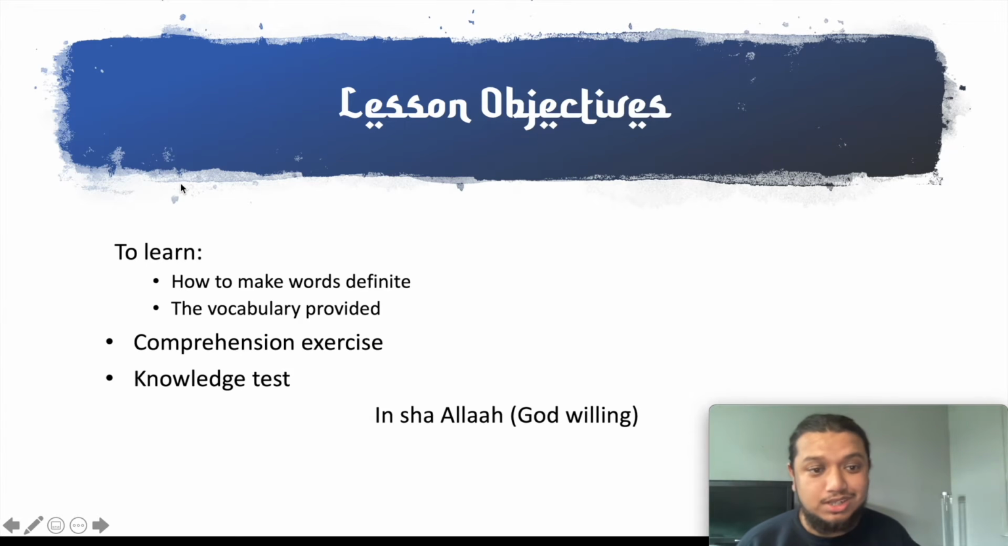So today's lesson objectives are to learn how to make words definite, and it's also to learn the vocabulary provided. This means today is the first time we'll be learning new words, and because of that we'll also be going through some comprehension exercises and knowledge tests, and inshallah by the end of this lesson you should be able to translate some words. As I said, Arabic is very easy and this lesson should inshallah prove it to you.